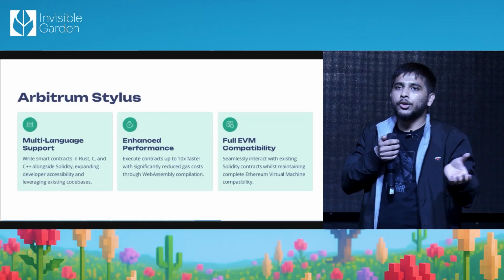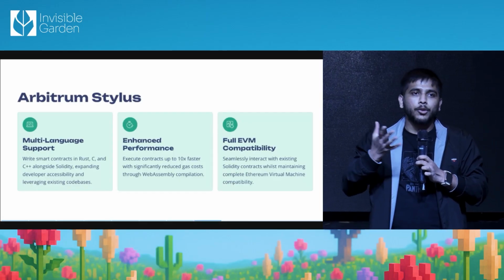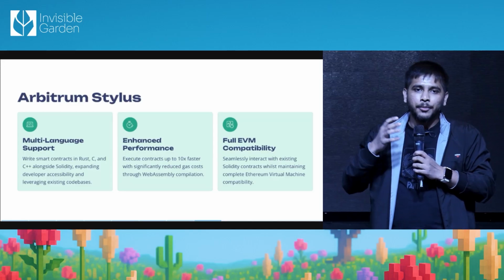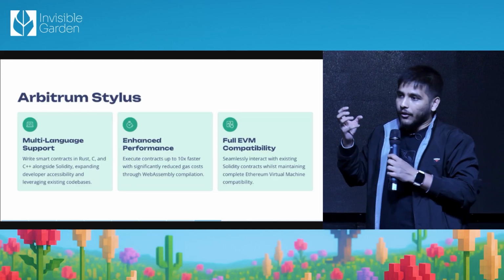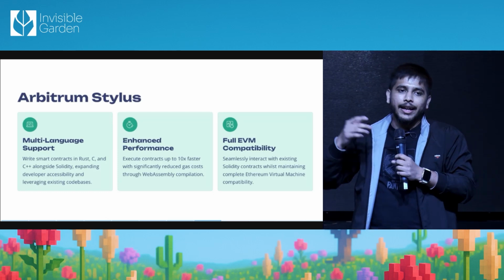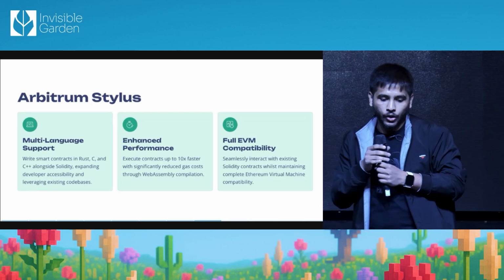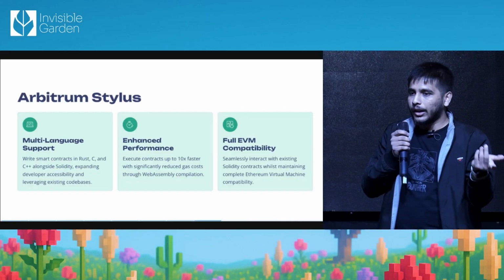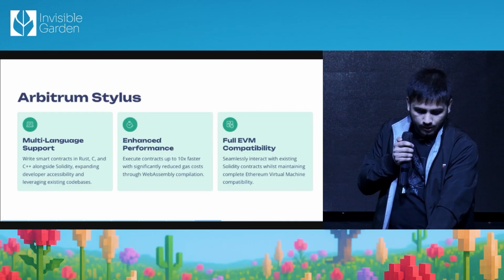Why do we need to do that? Because if you're writing a cryptographic library which takes a lot of time and much more execution, why not write it in Rust or C, and you can have very fast execution at much less cost, and it is fully compatible with EVM as well, so there will be no interop issues.